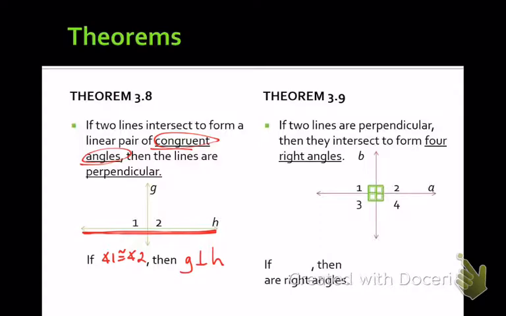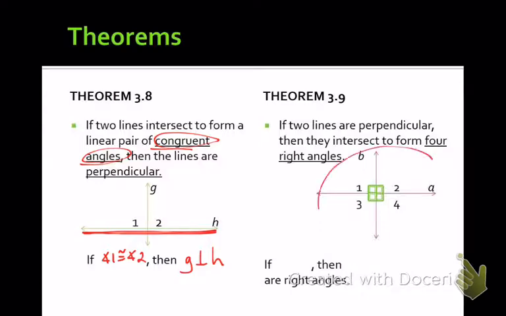Okay? Theorem 3.9 says that if two lines are perpendicular, then they intersect to form 4 right angles. Okay? The definition says that if two lines are perpendicular, then they form a right angle. But it's not just a right angle, it actually forms 4, and this theorem talks about that.